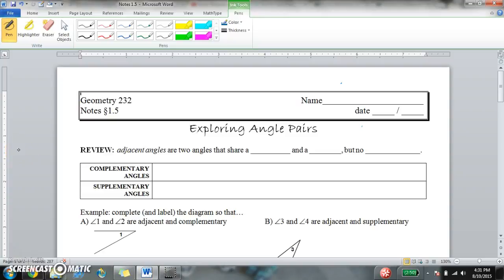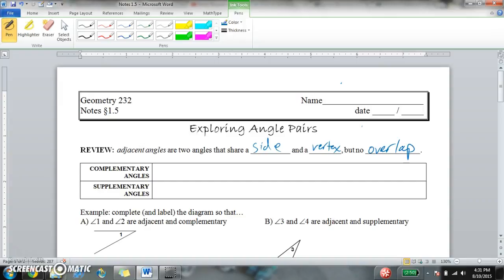This is Geometry, Section 1.5, Exploring Angle Pairs. So to review, we've learned what adjacent angles are. Adjacent angles are two angles that share a side and a vertex, but do not overlap. So two places where we're going to see this a lot are two things called complementary angles and supplementary angles.